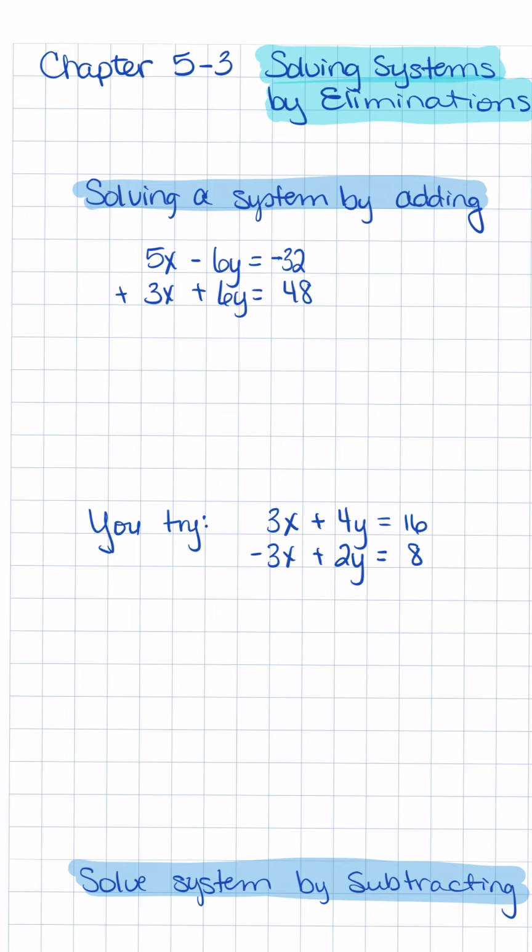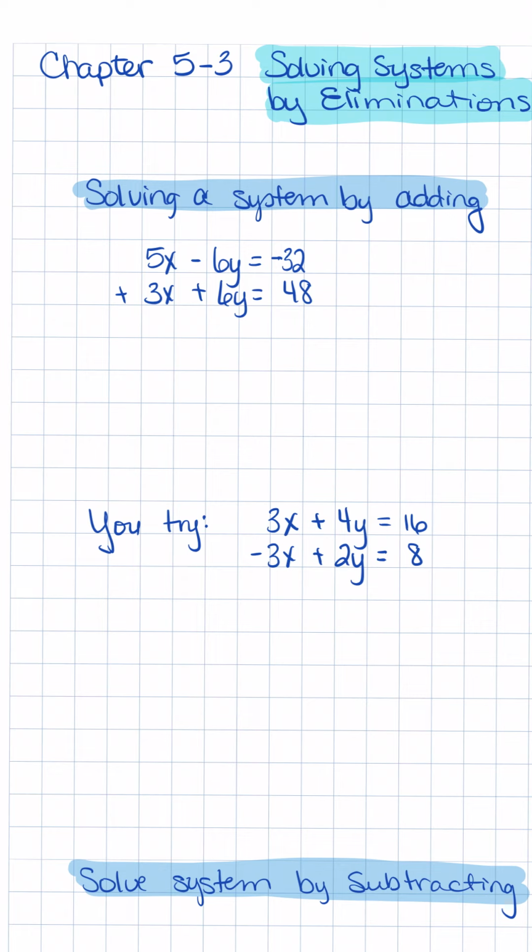You can use a system of equations to model the amount two students spend on school supplies. One way to solve the system is by using the addition or subtraction property of equality to eliminate one of the variables. This is called the elimination method. So we're going to solve a system by adding. To do this, we need to eliminate one variable. So we need to get rid of either the x or the y.